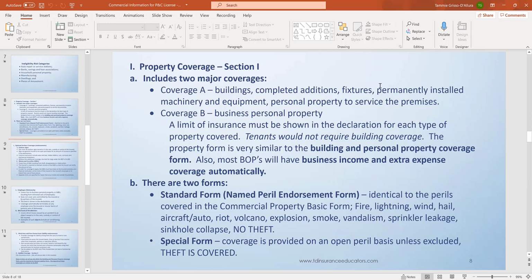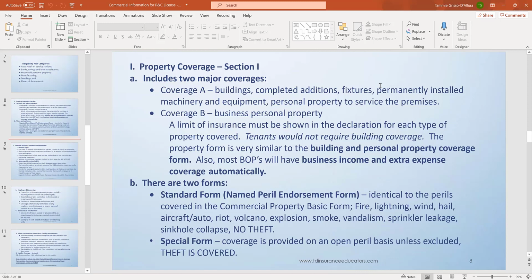Now, like I said, this is a package policy, just like you have in your homeowners. So your property is going to be Section 1, and there are 2 major coverages that your property will cover. Keep in mind, not all of your business owners will have a building. They may not own a building. You may just be insuring business personal property. But if you do, there's a Coverage A building. Completed additions, fixtures, and permanently installed machinery and equipment can go under your building, as well as personal property to service the premises, like your tractors and your lawnmowers.